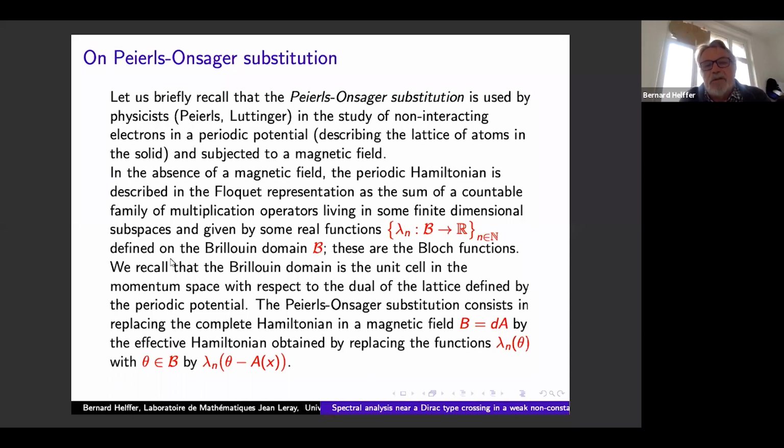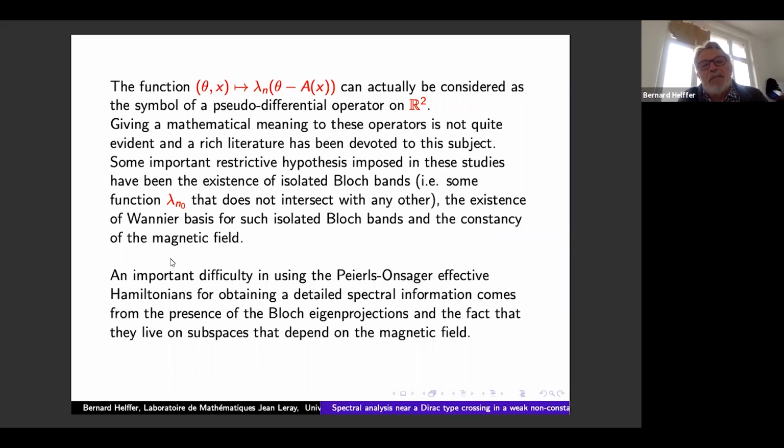And so you reduce the spectral analysis to, in some sense, you diagonalize the operator and you get a family of real functions lambda n, which have some periodicity, and a fundamental domain is called the Brillouin domain. And essentially what is said by the physicists is that to understand the spectrum, you start from this lambda n of theta, you replace it by the function (x, theta) gives lambda n of theta minus A of x, and this is the Hamiltonian.